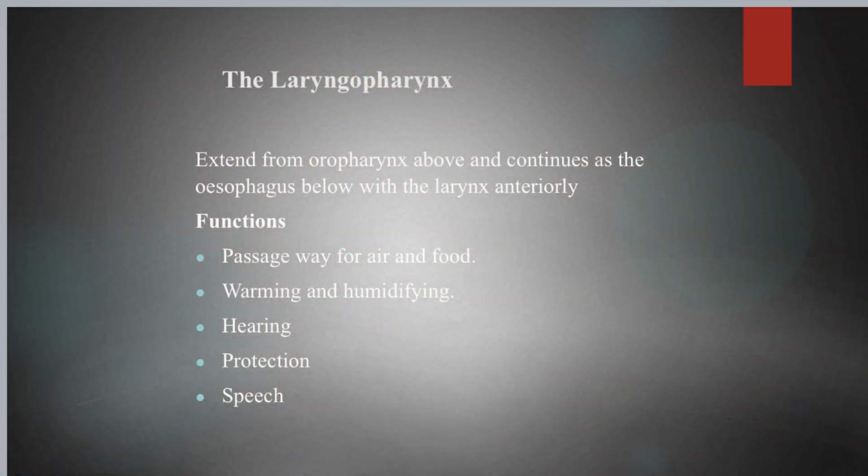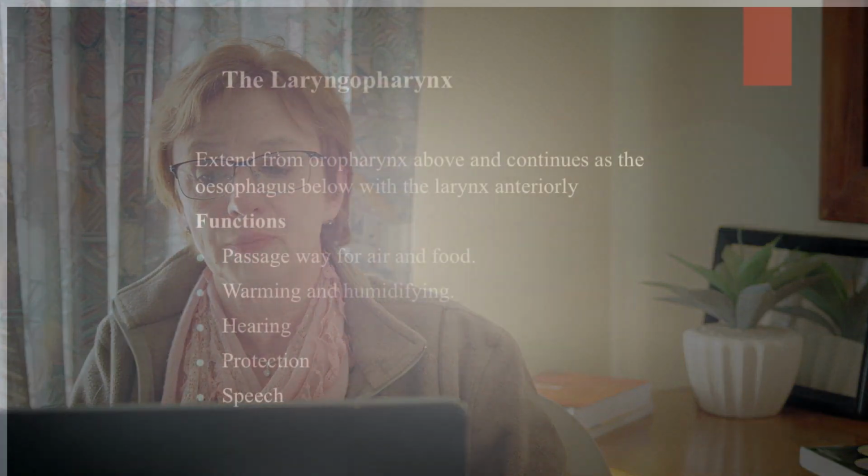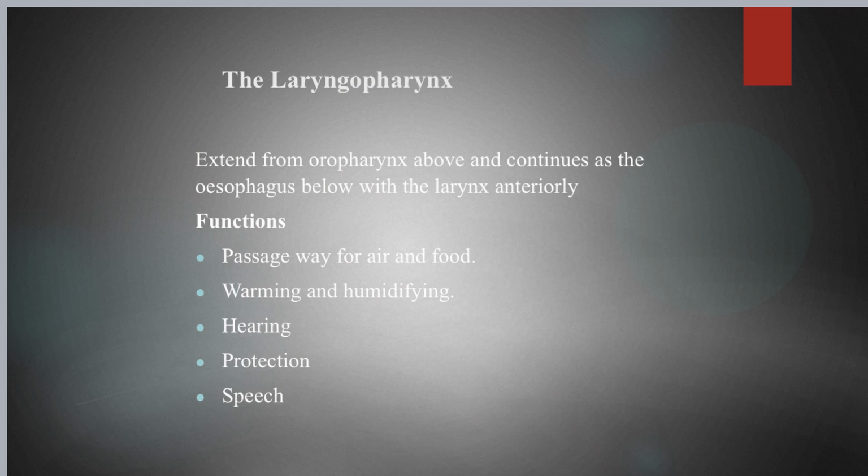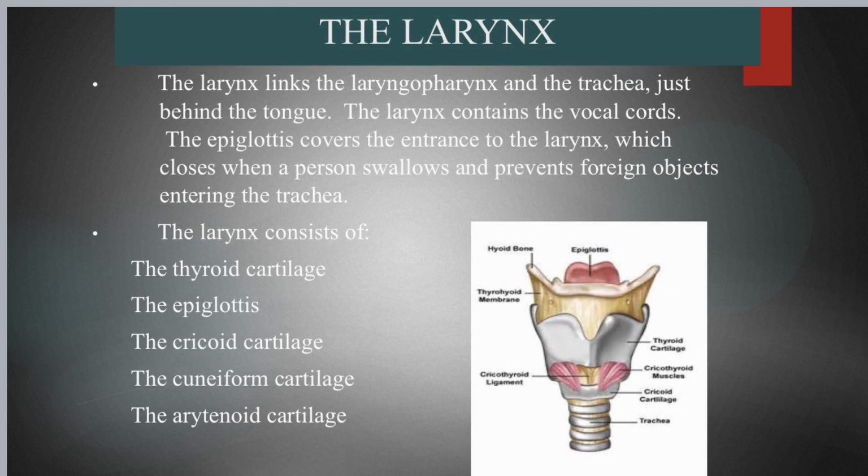Okay, we now move on to the laryngopharynx. The laryngopharynx extends from the oropharynx above and continues as the esophagus below, with the larynx anteriorly. The functions of the laryngopharynx are a passageway for air and food. It helps with the warming and humidifying of the air once again. It also assists hearing, protection, and it also helps with speech. Okay, the next one is the larynx.